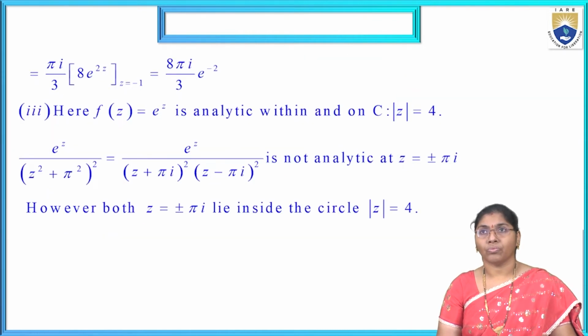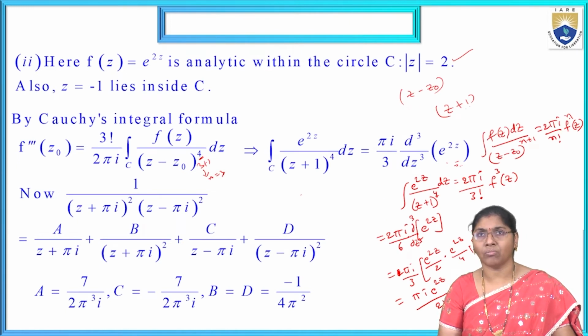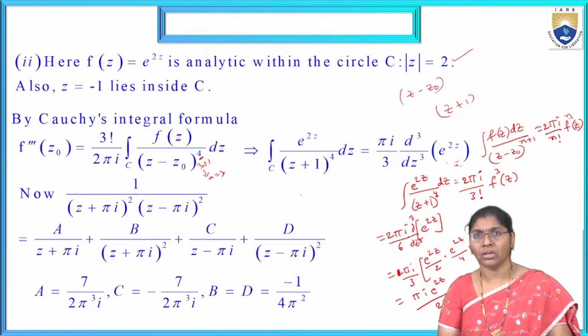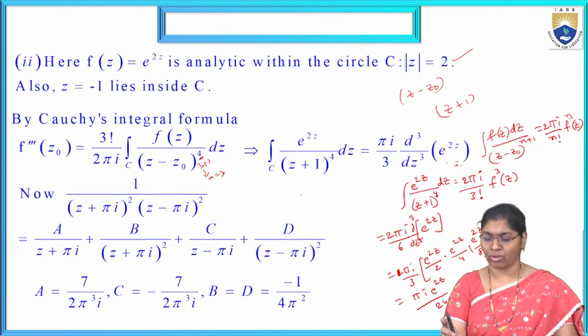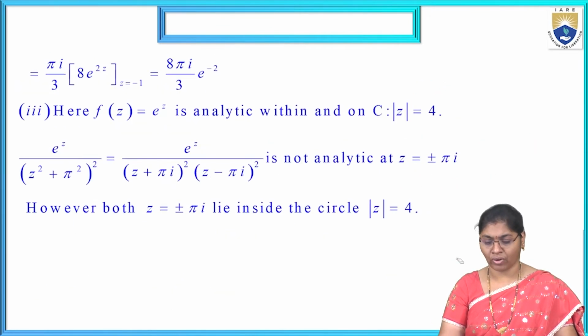Now, this is another method. In this case, I am not using the generalized form; we are considering z minus pi I, shifted in another method. This is also another method, and we are solving that also. Pi I into e power 2z by 24 is the final solution.